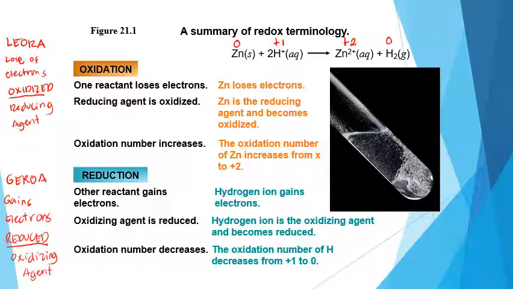Don't forget that in an oxidation reaction, there is an increase in oxidation number. In a reduction reaction, there is a decrease in oxidation number. Do not forget the LEO and GER to assign the reducing agent and oxidizing agent, and remember the gains of electrons and the loss of electrons.